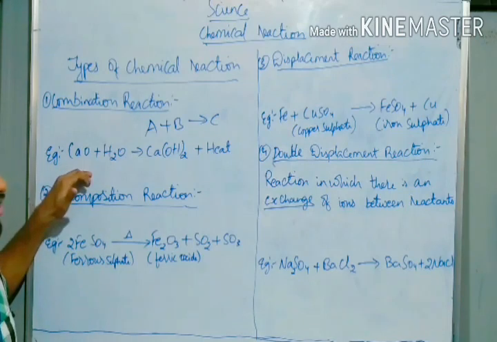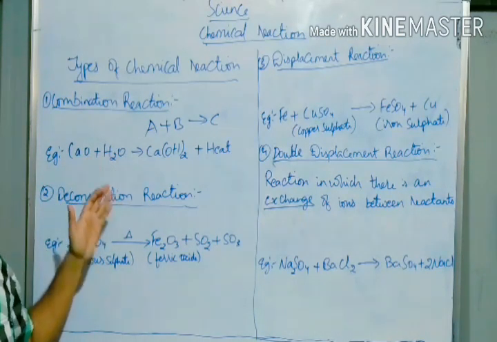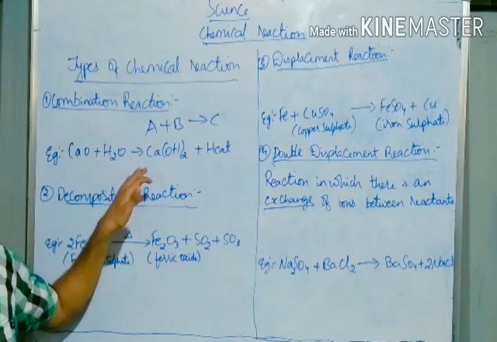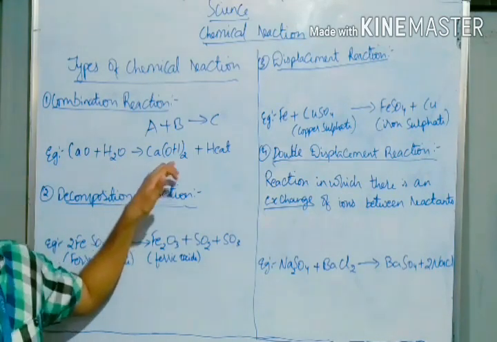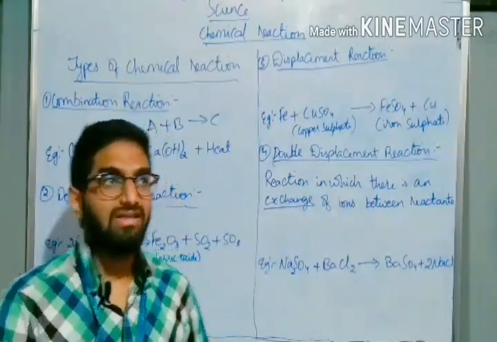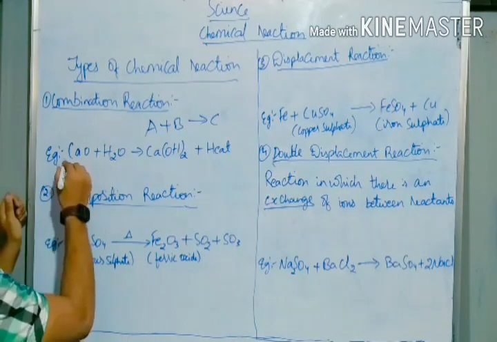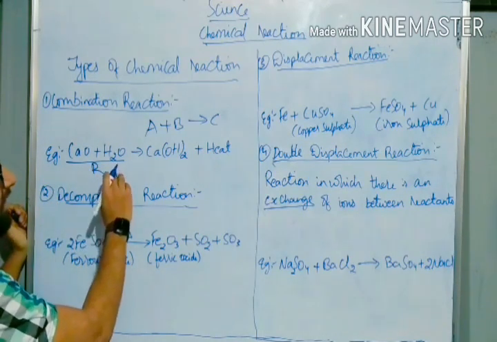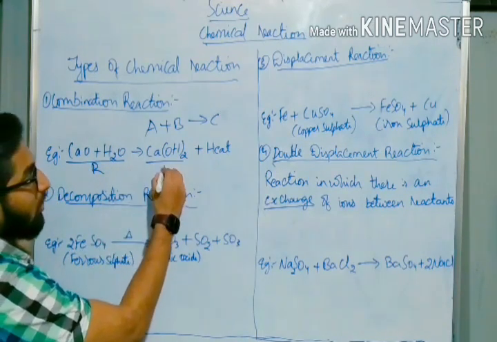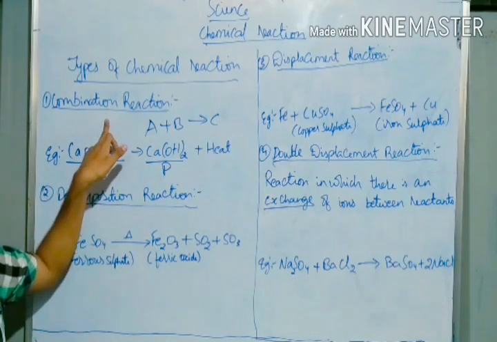Your calcium oxide is combining with H2O. Basically, calcium oxide is reacting with H2O to give calcium hydroxide plus heat. So, what do you mean by this? Two or more reactants getting reacted and you are getting a final product. So this is your combination reaction.